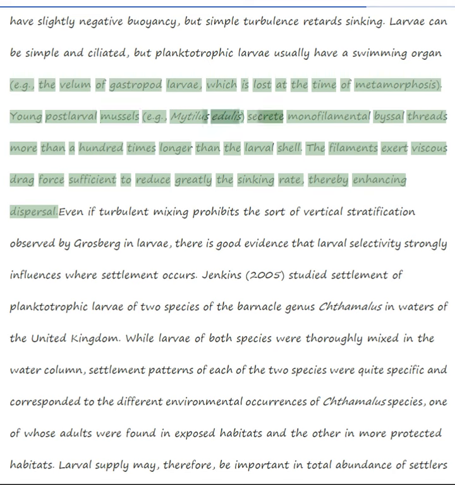Young postlarval mussels secrete monofilamental byssal threads more than 100 times longer than the larval shell. The filaments exert viscous drag force sufficient to reduce greatly the sinking rate, thereby enhancing dispersal.